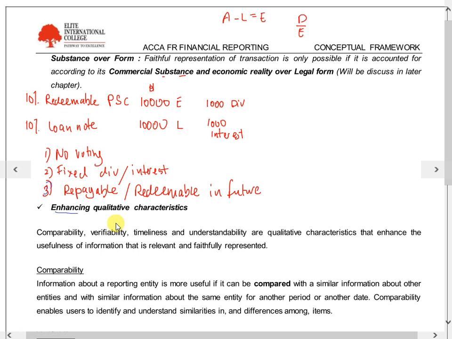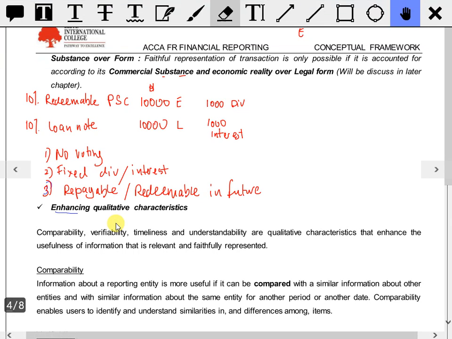Therefore, by applying substance over form, this one will be treated as a liability. Dividend will be treated as finance cost.